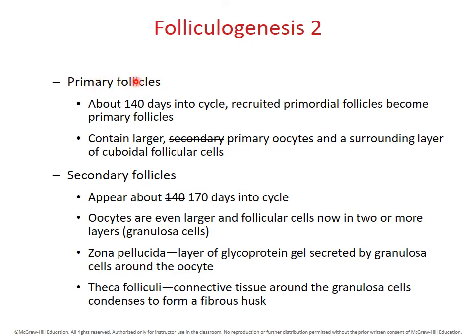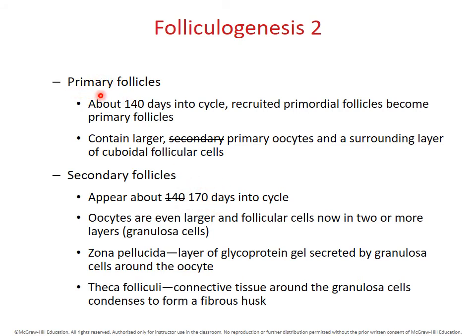Okay, we know primary follicles then turn into secondary follicles. Here we have another typo, because the PowerPoint originally says that the secondary follicles appear about 140 days into the cycle. Well, that's impossible because the primary follicles appear at 140 days into the cycle. So it has to be later than that, and in reality, it's 170 days into the cycle.